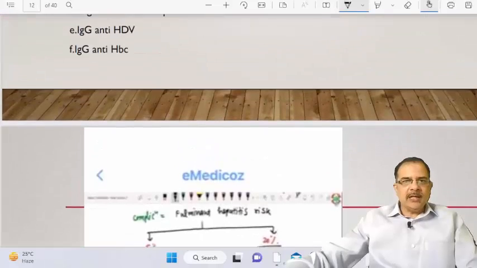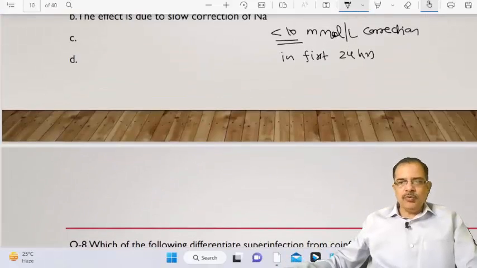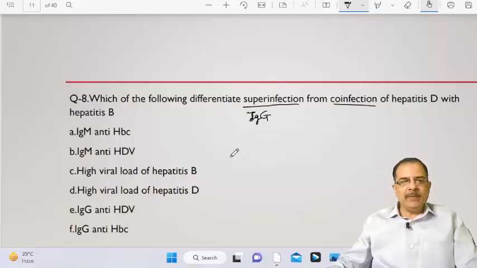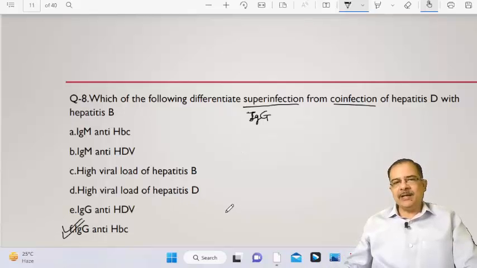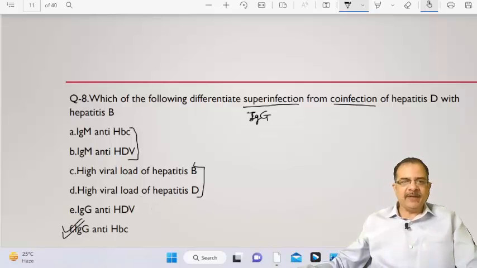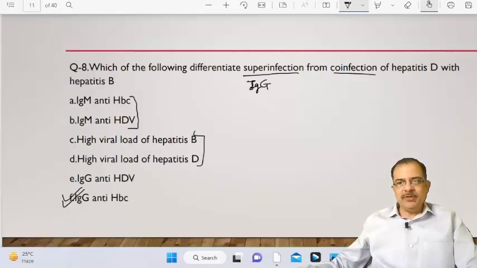So if we look at what is being asked here, how to differentiate a superinfection from a co-infection. So superinfection will have IgG anti-HBC antibody present. So this will be the correct answer. While IgM anti-HBC will be present in cases of co-infection. Same IgM anti-HDV will be in co-infection or superinfection both. Viral loads will not differentiate. IgG anti-HDV will be a chronic hepatitis D infection. So it is anti-HBC which will differentiate it.